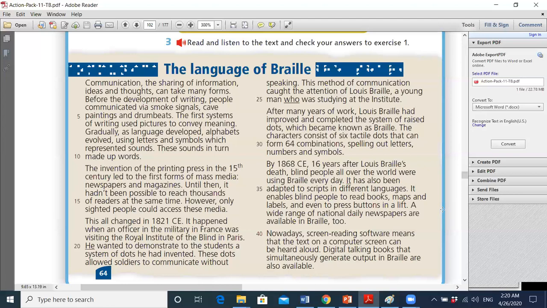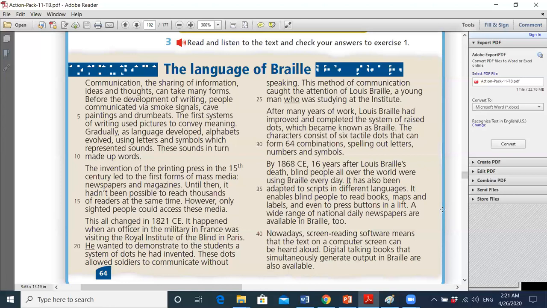By 1868 CE, 16 years after Louis Braille's death, blind people all over the world were using Braille every day. So after his death, people became more interested in Braille's system, and 16 years after his death, they were using his system that is called Braille every day. How? They used it for newspapers, for magazines, for books, for many sorts of different printed or published texts. It has also been adapted to scripts in different languages.